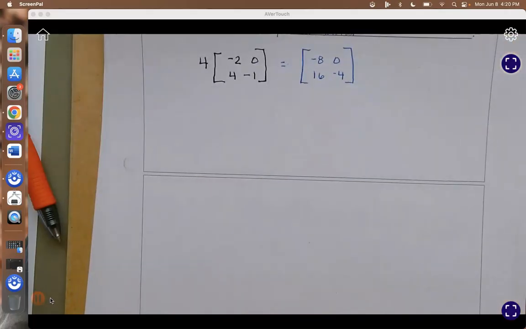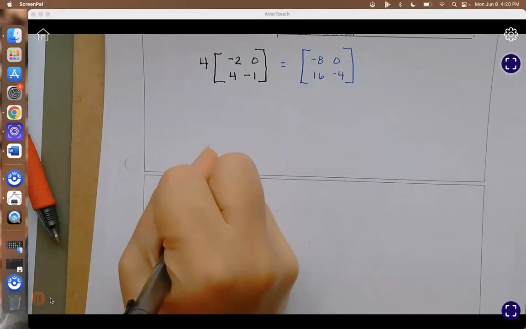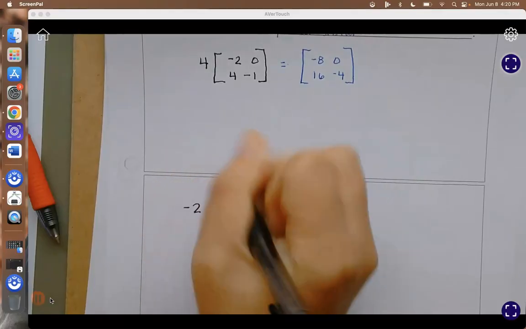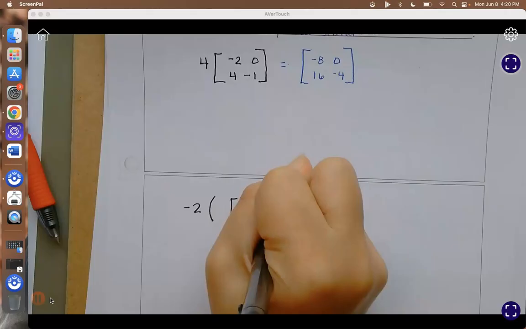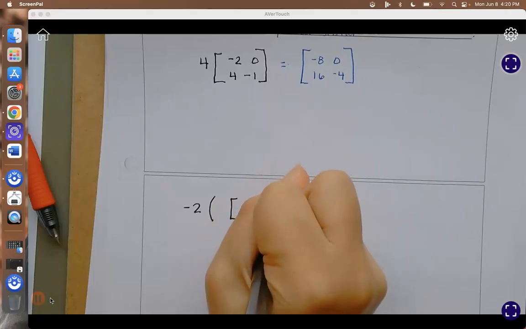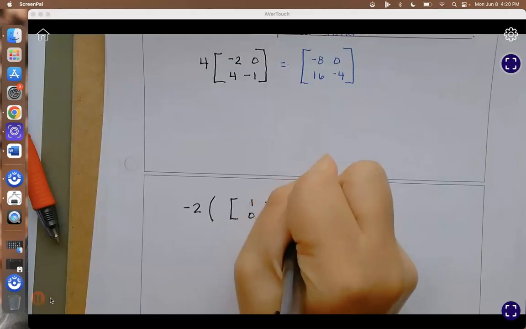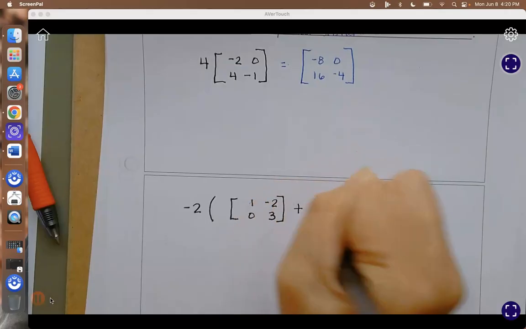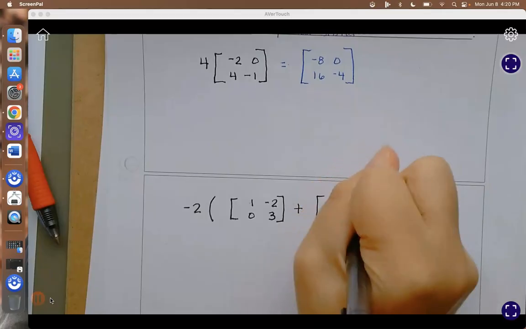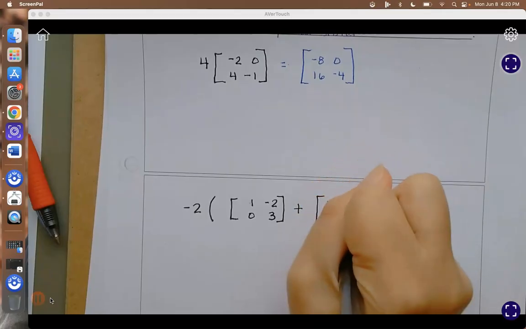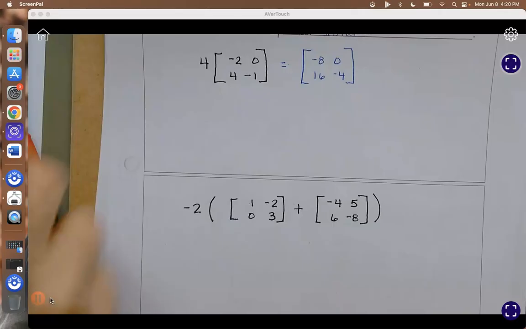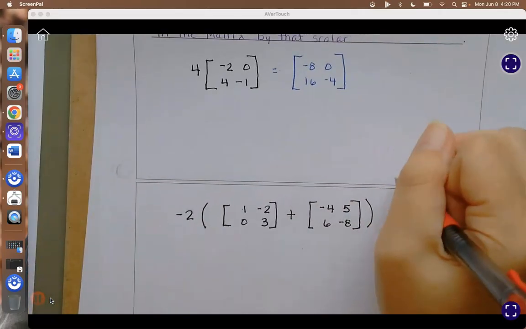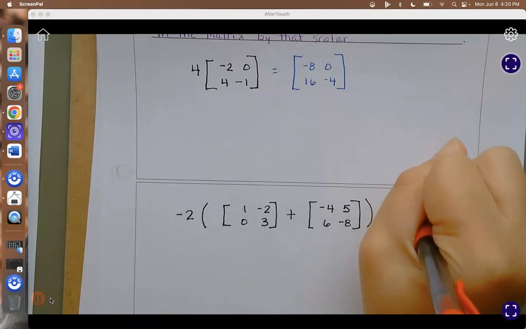Now, let's put some things together. Okay? So, let's say we have -2, then parentheses, then 1, -2, then second row 0, 3, plus -4, 5 on the first row, 6, -8 on the second row. Now, one thing you need to remember is that order of operations applies.